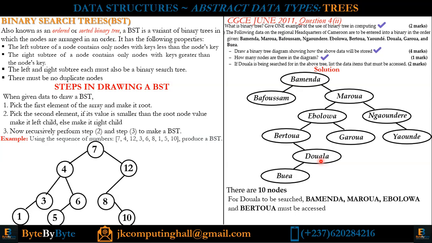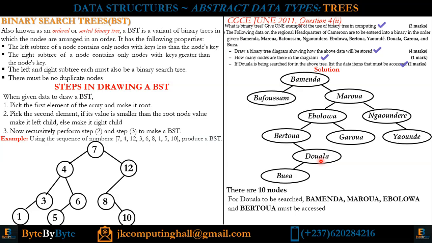No, it is simply based on how the BST stores its data. So if you are searching, for example, if you have a particular program that has these different cities stored using a binary search tree, then to access the information stored in the node for Douala, you need to visit the nodes of Bamenda, Marwa, Ebolowa, and Betwa before arriving at Douala. So that was all for this June 2011 question 4 sub 2.